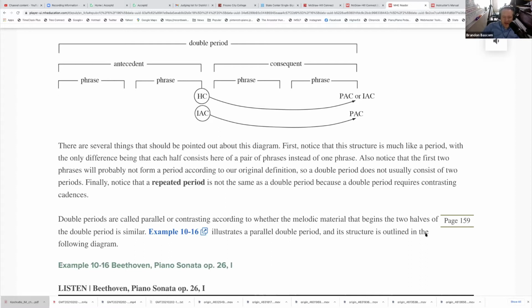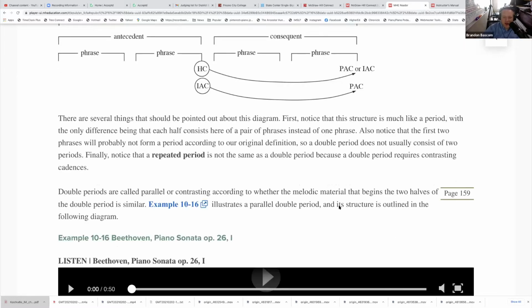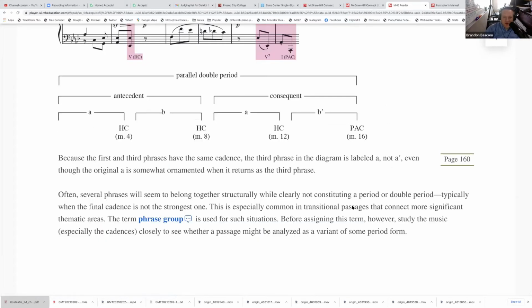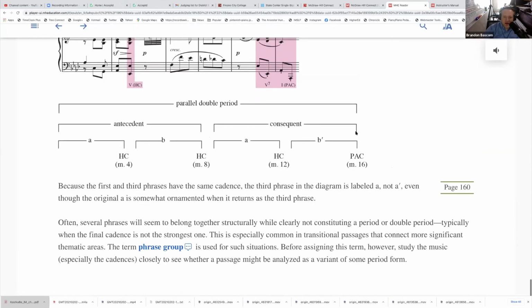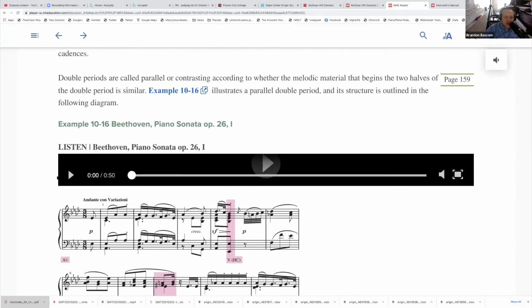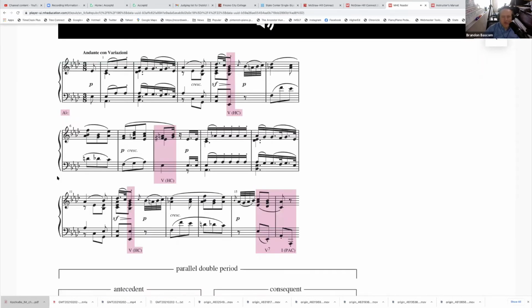Example 10-16 illustrates a parallel double period, and its structure is outlined in the following diagram. Parallel double period. We have an antecedent-consequent relationship with phrase A, phrase B, phrase A, phrase B prime. Half cadences all along the way until we finally get our PAC at measure 16. Example 10-16.